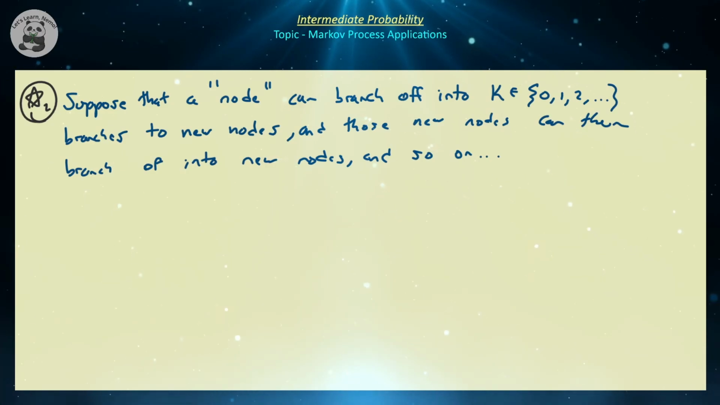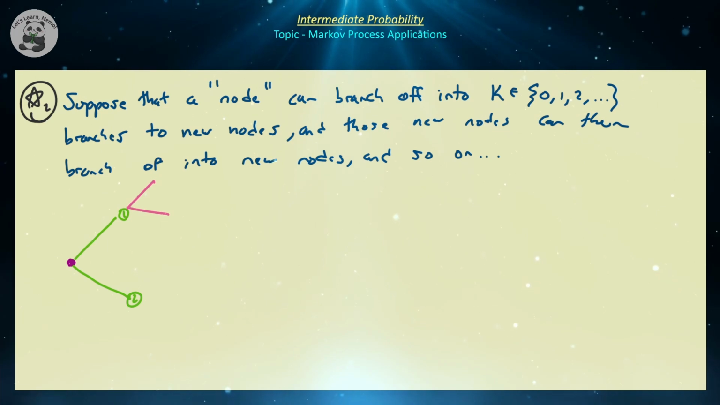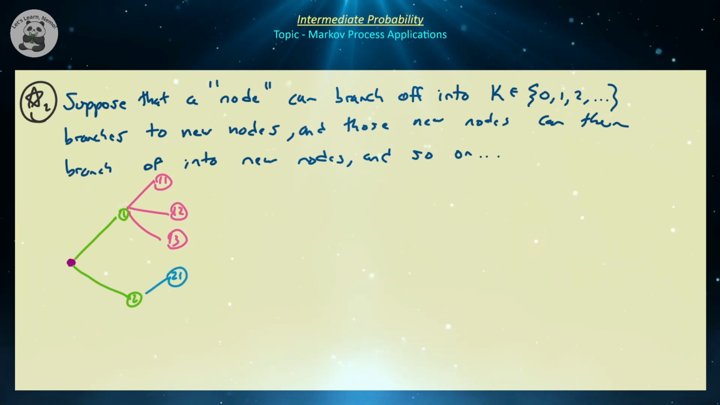Let's look at our second application. Suppose that you have a node or a point or a location that can branch off into k equal to 0, 1, 2, and so on, branches to new nodes. For example, let's assume that we start off with just one little node, and let's assume that it decides to branch off into 2 nodes, one here and one here. And those nodes can then branch off into their own number of nodes. For example, we can go 1, 1, 1, 2, and 1, 3. And then this other node can branch off into 2, 1, and 2, 2. And this process goes on.